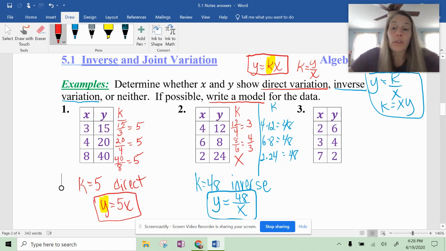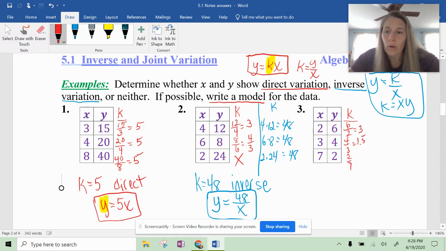So now we'll take a look at the third one. I'm going to check for direct variation first by doing the y over the x. So 6 over 2 is 3. 4 over 3 is 1.3 repeating. Obviously, 2 over 7 isn't going to work out either. So we know it's not direct.